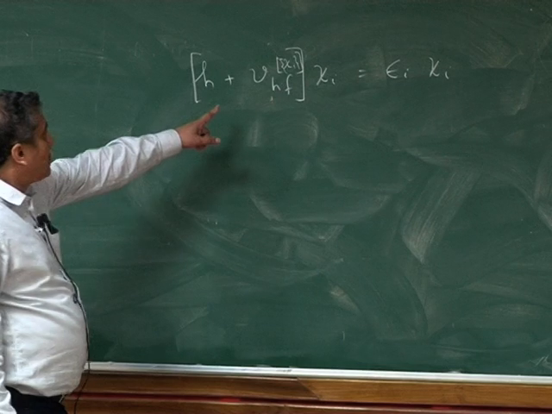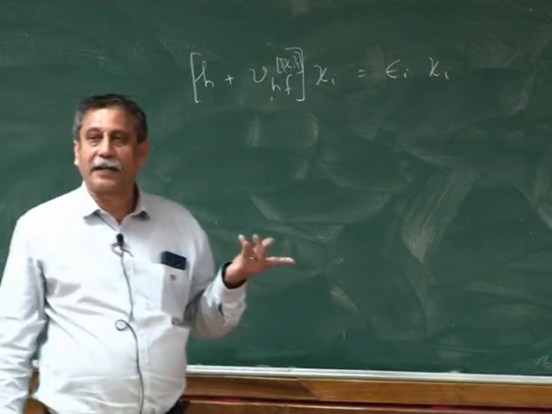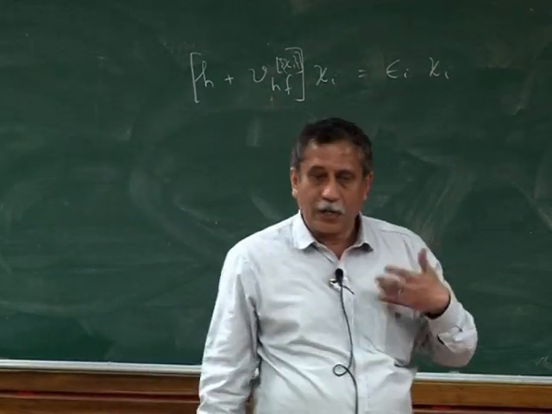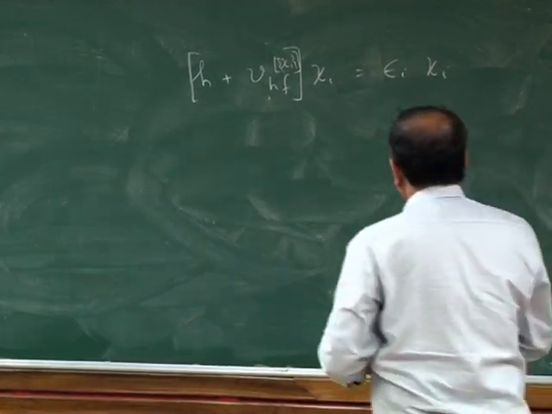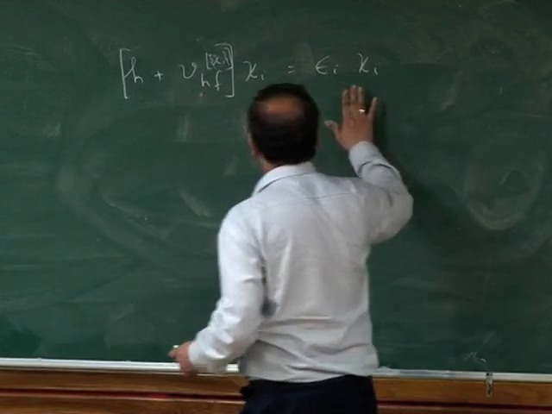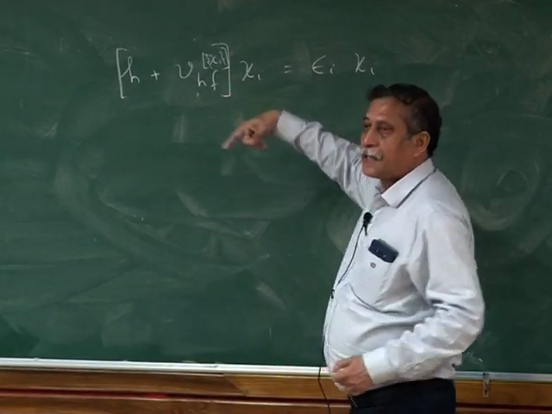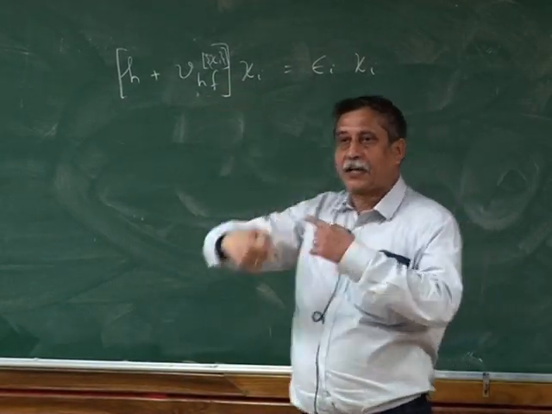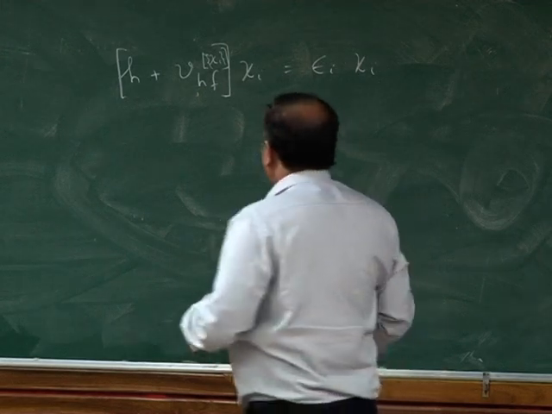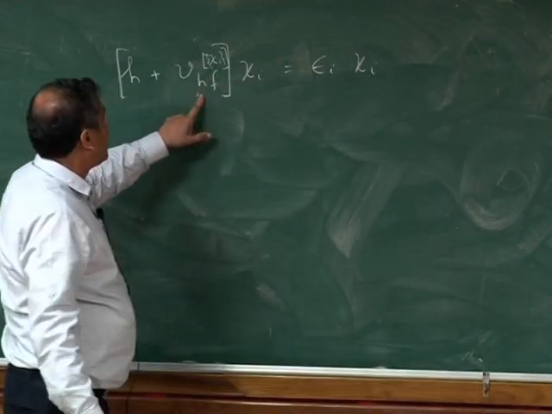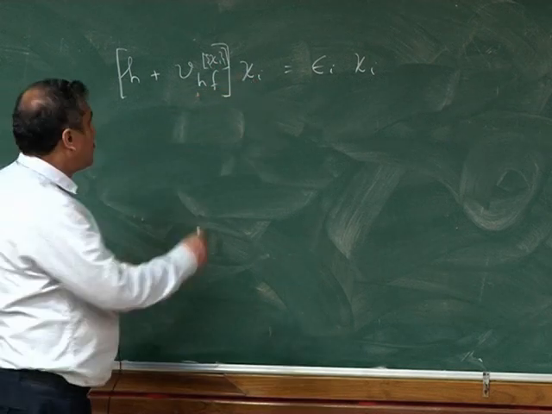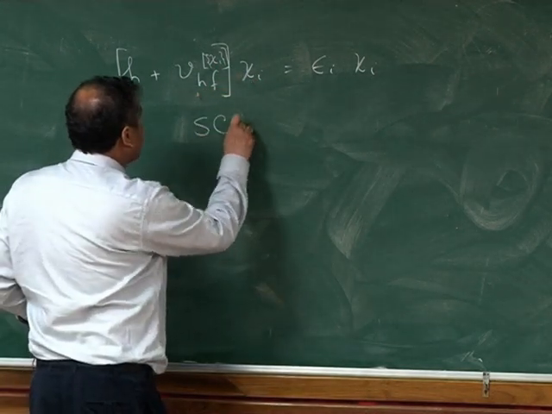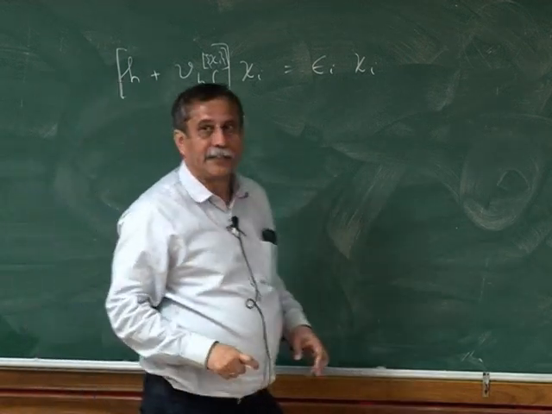So this equation has to be solved in an iterative manner because I don't know the chi's. So first I guess chi's, then I construct the V Hartree form, then solve the eigenvalue equation, reconstruct and keep doing till I reach a convergence, when I can say that the field which defines V Hartree form is the same field which comes as an output of this.